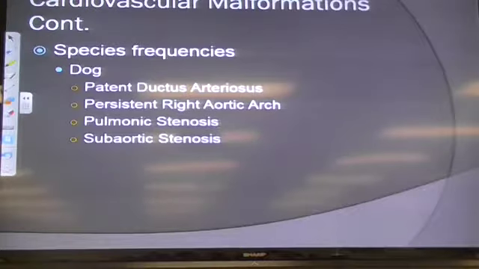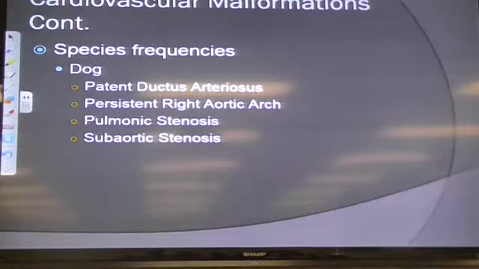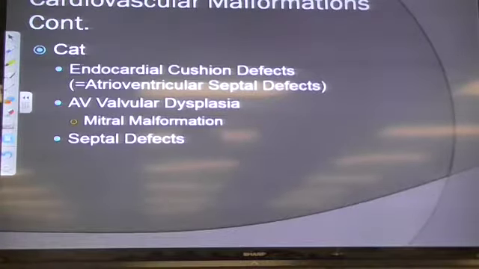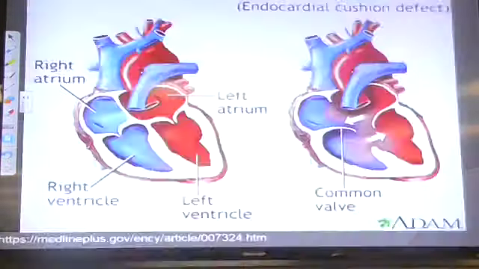You also get persistent right aortic arch, pulmonic stenosis, and subaortic stenosis. Those are your most common in the dog, and we're going to talk about each of those. In the cat, they more commonly get endocardial cushion defects.